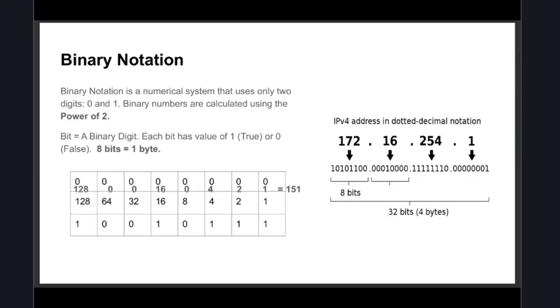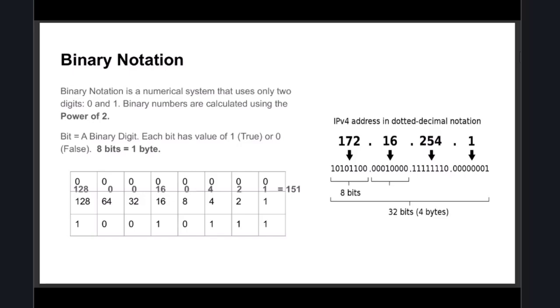The first notational system we will discuss is binary notation. Binary notation is a numerical system that only uses two digits, the numbers 0 and 1. Binary notation is what we call the power of 2, because we are only using two different digits, 0 and 1, in our binary calculations.